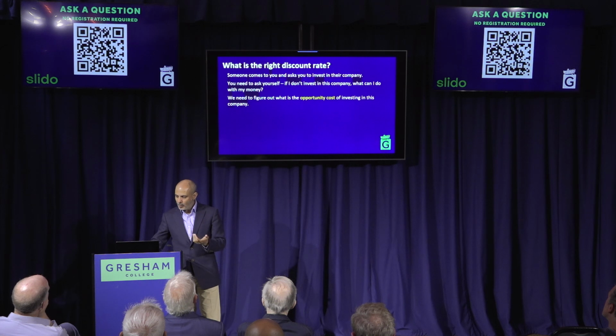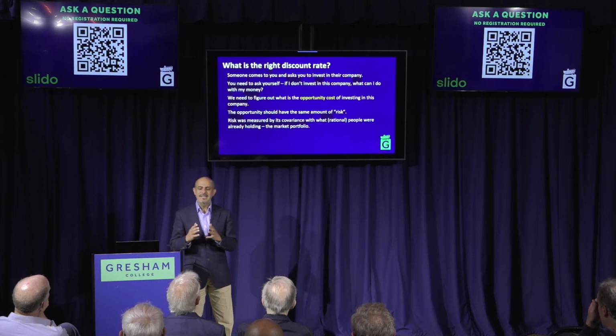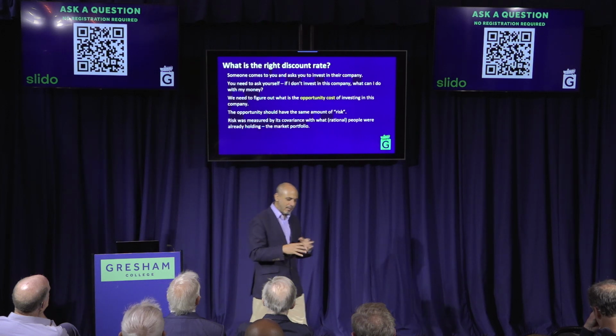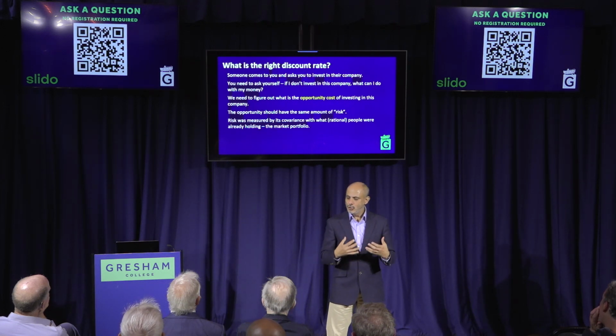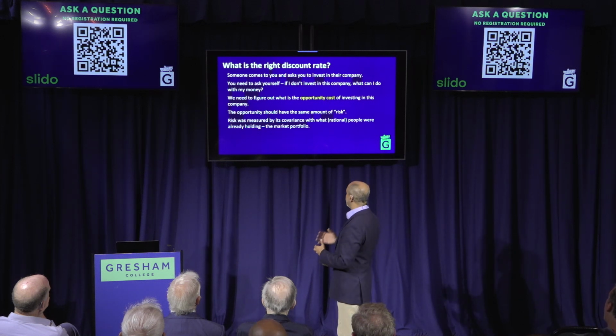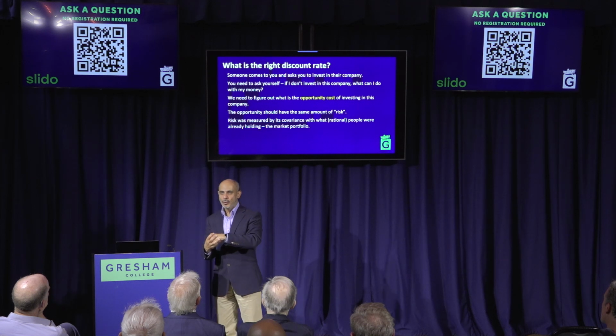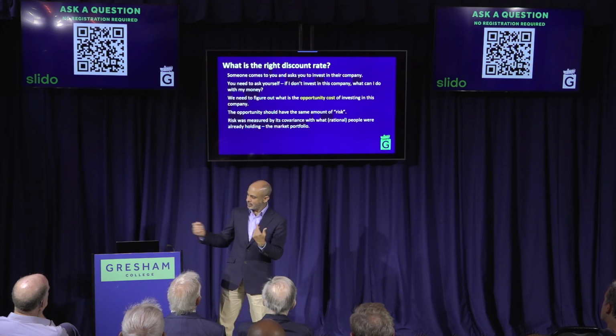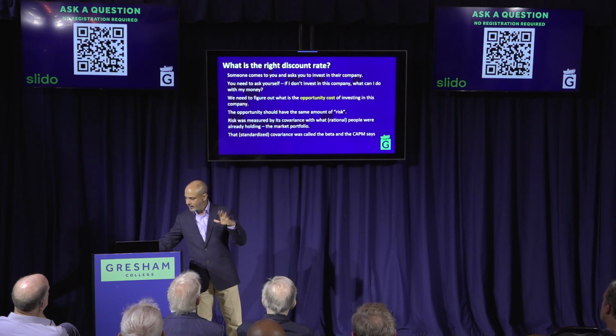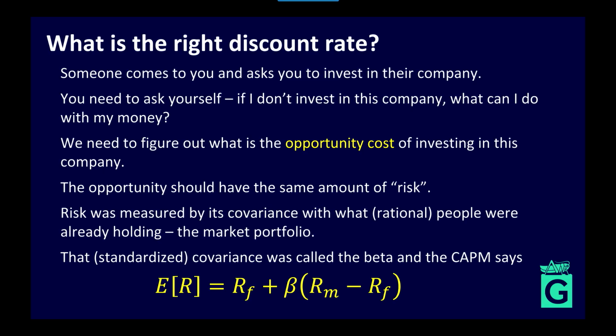Now, what Markowitz and Sharpe said was the opportunity should have the same level of risk. And they went through a whole bunch of statistical formulae to show that every rational person should invest in the market portfolio. So a combination of a risk-free asset, a government bond, and the entire market, never an individual stock. So that means if you're now looking at risk, I'm taking your stock, I'm adding it to my market portfolio. What's the covariance with the market portfolio? You standardize that covariance, and that's called the beta. And the capital asset pricing model just said the discount rate is the risk-free rate plus the beta times something called the market risk premium. So we covered that last time.